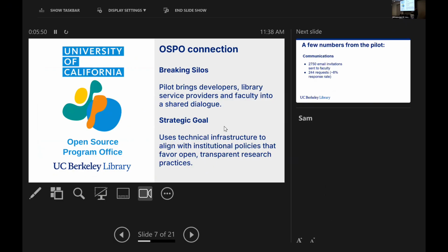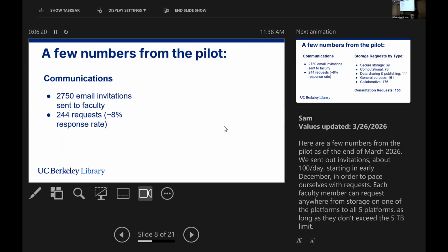Why are we here? What's the connection to the OSPO? I think two things stood out to me as we were prepping this. The first, breaking silos. Our pilot brings together developers from different parts of campus, library service providers, and faculty into a shared dialogue. And I think that's a common theme to what we've heard in the meeting so far. And we also have the strategic goal of using technical infrastructure to align with institutional policies, particularly those that favor open and transparent research practices.